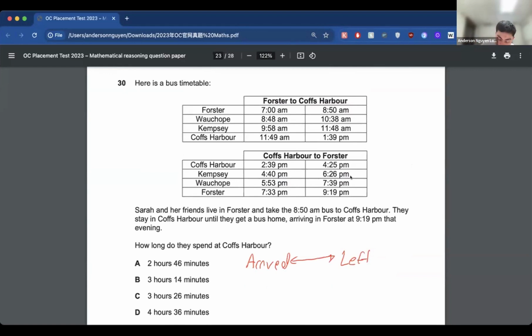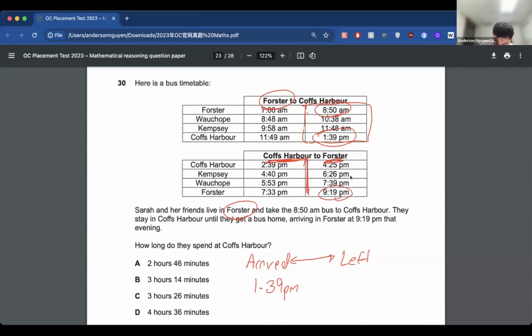Now they told us that they left 4-star. So look at the graph where they started off at 4-star. They got on at 8:50. So you're looking at this column, right? Each of those times tells you when they stopped at those stops. So by the time they got to Coffs Harbour, it was 1:39. They arrived at 1:39. But when it came to leaving, so now we're looking at Coffs Harbour back home to 4-star. They got home at 9:19.